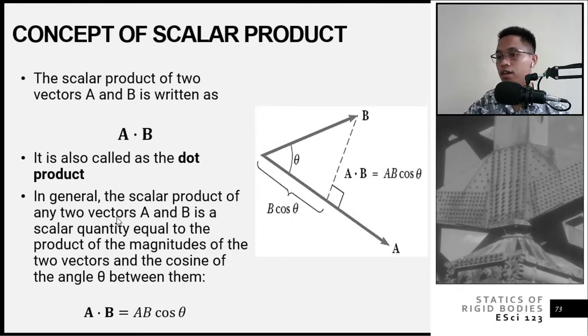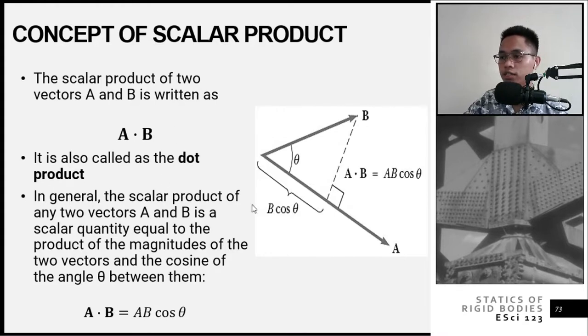Now, in general, to solve for the dot product, the scalar product of vectors A and B is a scalar quantity equal to the product of the magnitudes of the two vectors and the cosine of the angle in between them. So, simply, that is its formula.